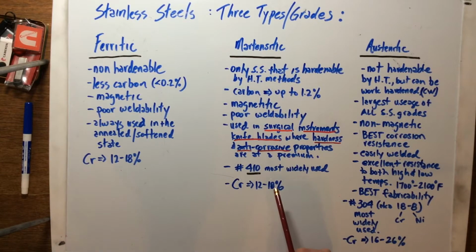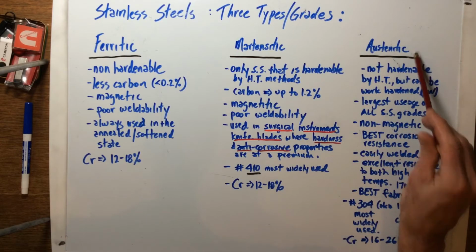Now, stainless steels have a completely different designation numbering system than standard plain carbon steels, and they're just three numbers, and usually they're in the 400 and 300 ranges. And of the martensitic, the most widely used of the martensitic grades is the number 410. If you ever see that number, that's usually the most widely used one in martensitic applications of stainless steel. And again, its chromium content is similar, obviously the same as the ferritic at 12 to 18%.